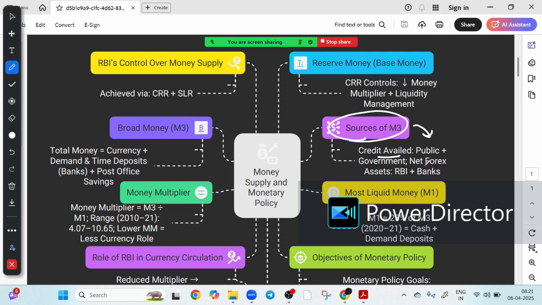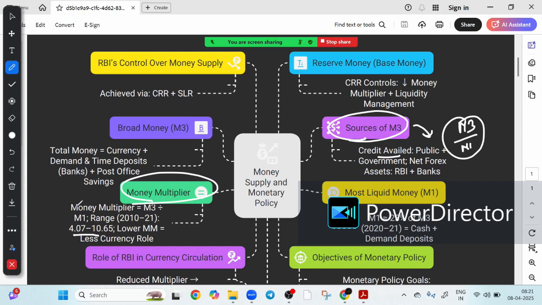Now a critical player here is the money multiplier. Do you know about this money multiplier? Very, very important. The money multiplier tells us how much money gets created from one unit of reserve. That is M3 upon M1. A higher multiplier simply means more lending. From 2020 to 2021, it ranged between 4.07 and 10.65.